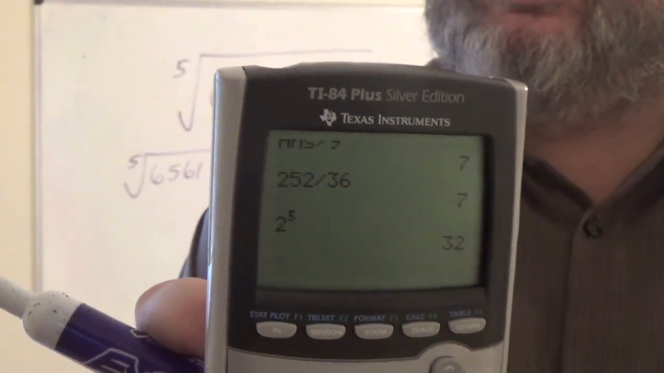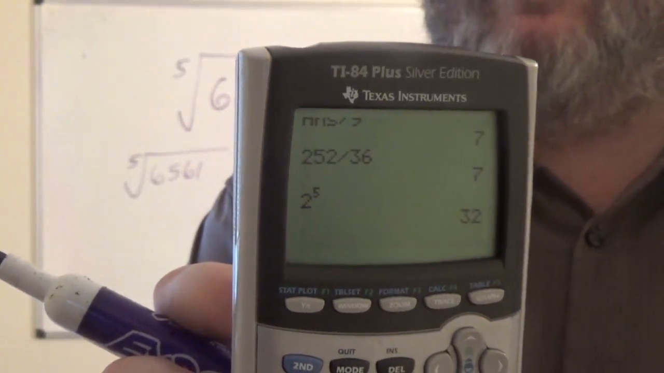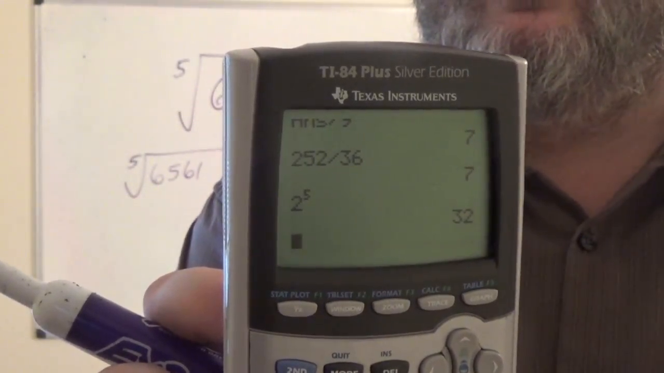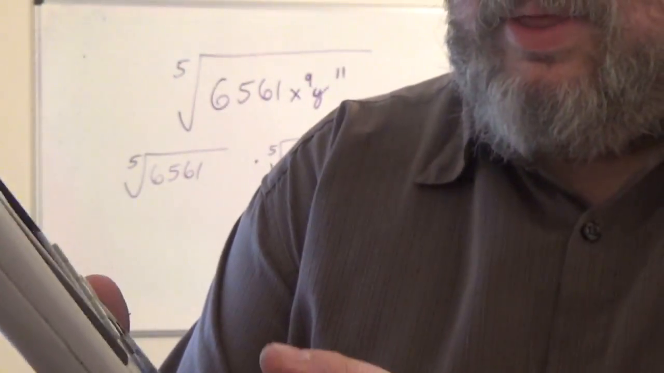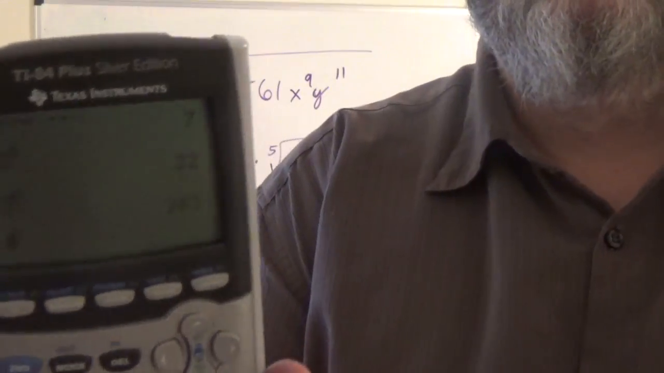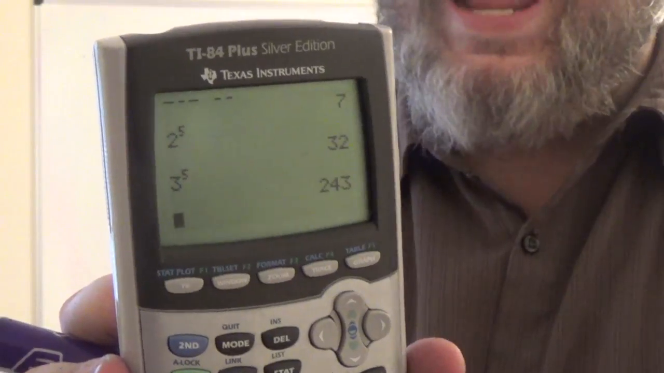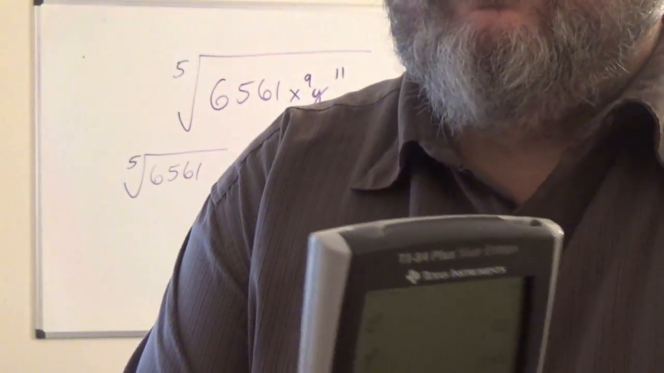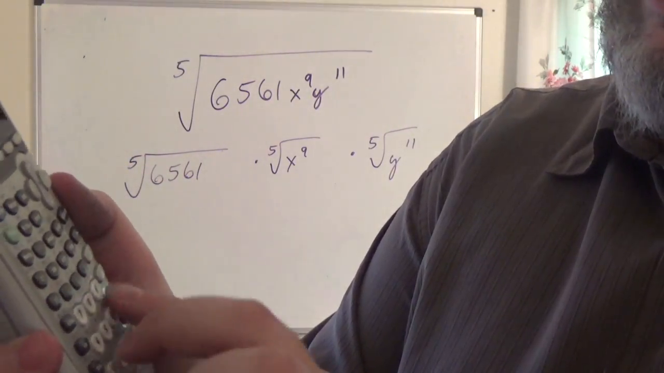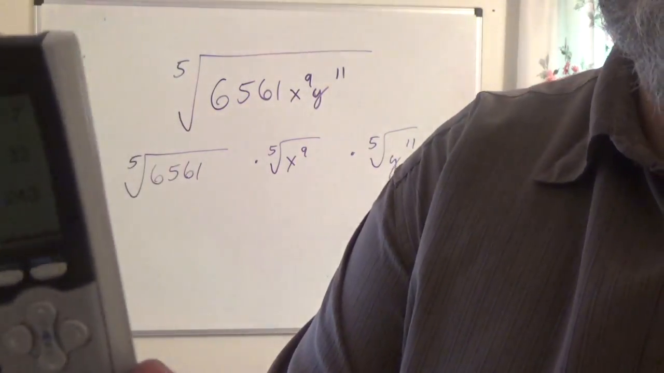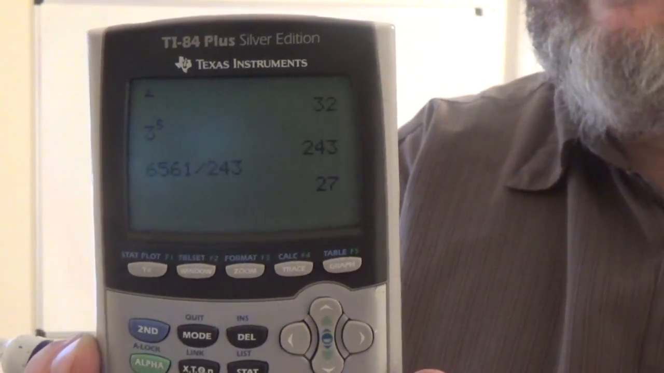I'm not even going to attempt to try this one because it seems mighty low. That's a big number that I've got behind me, 6,561, and only try to factor out 32. That seems a little silly. So let's try 3 to the 5th and see what it gives me. Well, this one gives me 243. So can I factor that out of 6,561? So let's find out. 6,561 divided by 243. Just like so. What's that give me? It gives me 27.